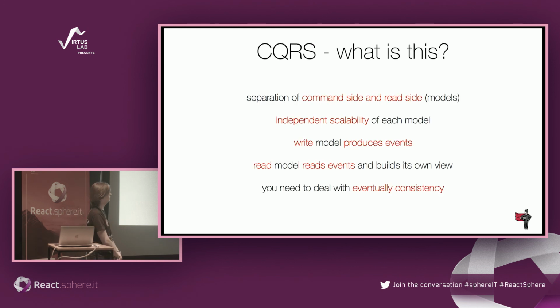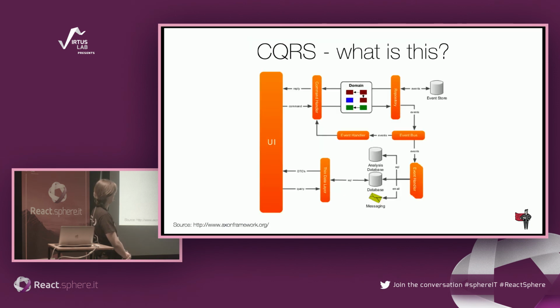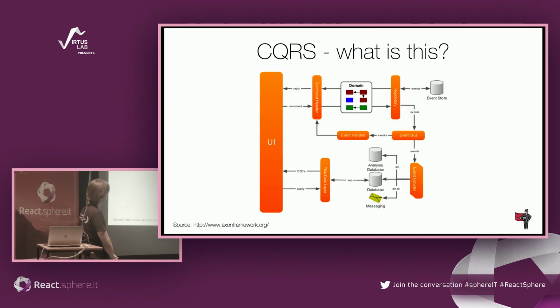CQRS is the command query responsibility segregation pattern. It separates the command side and the read side, and we can scale each model separately. The write model produces the events, so the write model will be this actor. And the read models are reading the events and build their own view. And you need to deal with eventual consistency. I will show the slide. I use Axon because it's really cool as regards the slide.